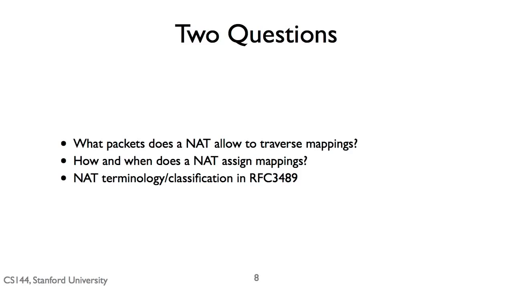There are two basic questions that come up. First, what packets does a NAT allow to traverse these mappings? The second is, how and when does a NAT assign these mappings? When does it create them? I said when you generate packets, but it can be a little more complicated than that. And when does it tear down those mappings? It doesn't keep the mapping forever.